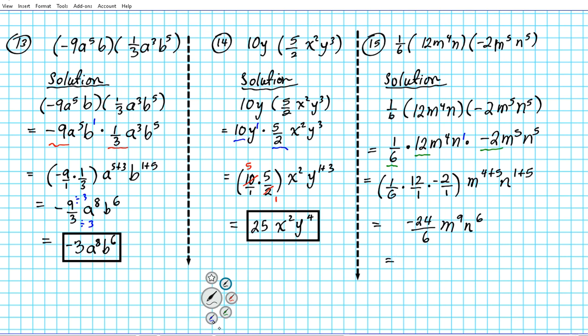The greatest common factor of 24 and 6 is 6. So we divide top and bottom by 6. Divide out that common factor, and then that's going to leave us with negative 4 m to the 9th power n to the 6th power. Alrighty, so there goes the answer to question number 15.